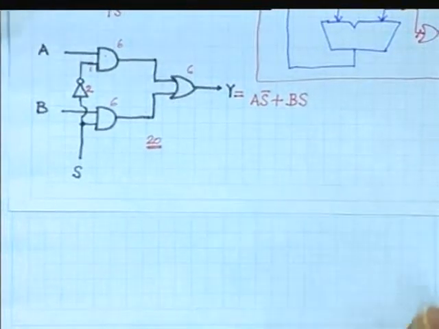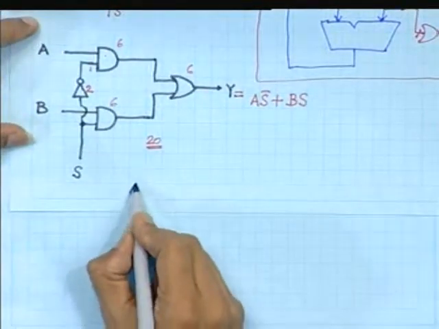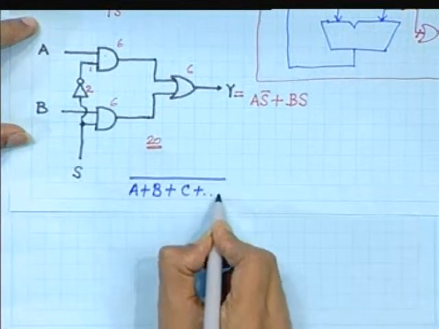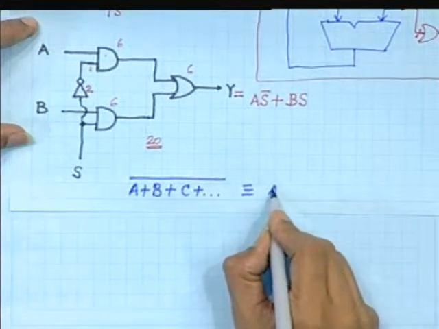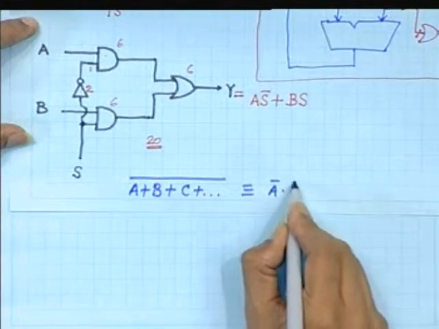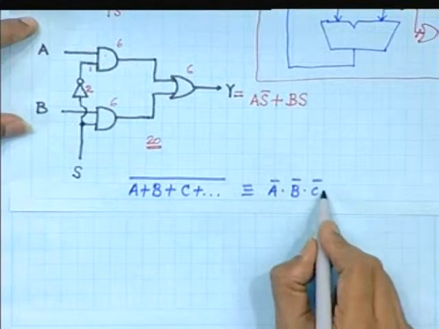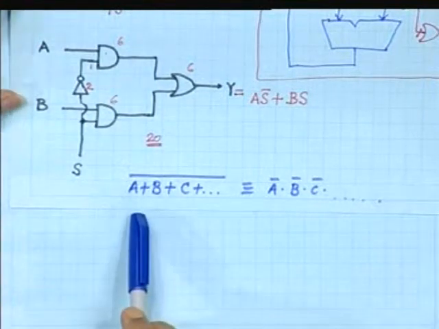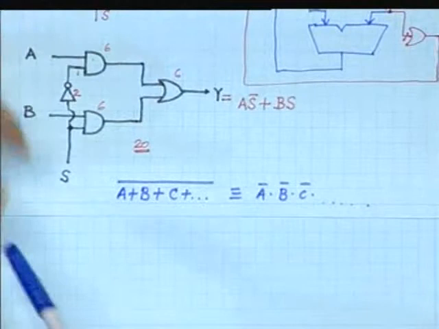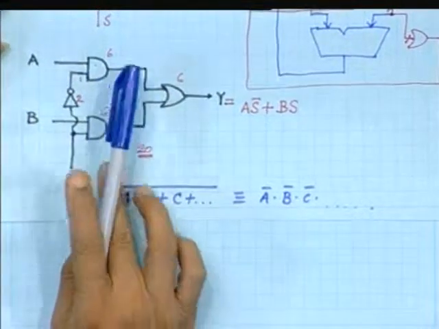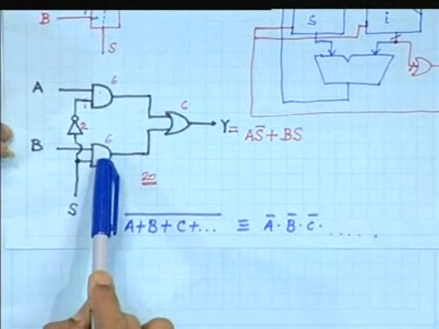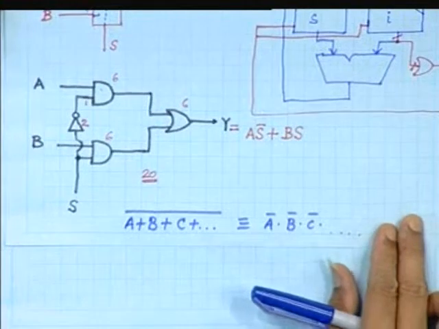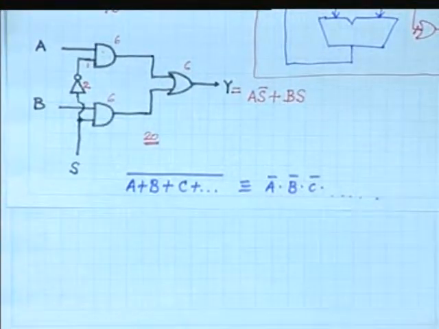So, what it says is that A plus B plus C whole bar is equivalent to A bar into B bar into C bar, something like this. Okay. So, if we think of De Morgan's theorem, then as we understand, this type of structure is costlier because we are using AND and OR rather than NAND and NOR. So, if we can convert them into some equivalent NAND type of structure, then how will it look?